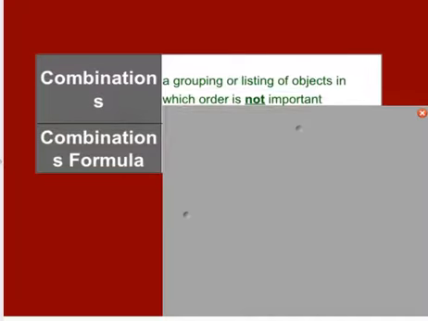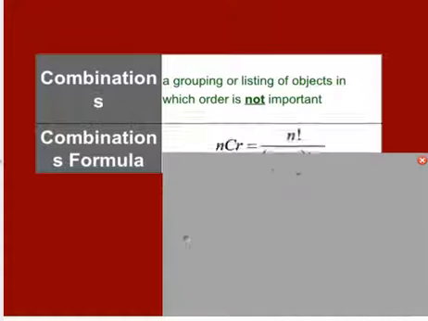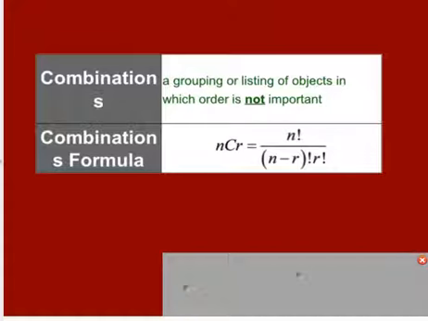So looking at this next slide, combinations: a grouping or listing of objects in which order is not important. So you're going to have to decide now, does order matter or not? This is very similar. We're going to have C for combinations. Remember, permutations is P. I'm not going to write it there, I'm going to write it over here. Remember, permutations is n factorial over n minus r factorial.